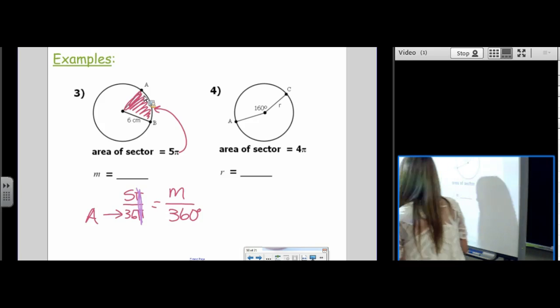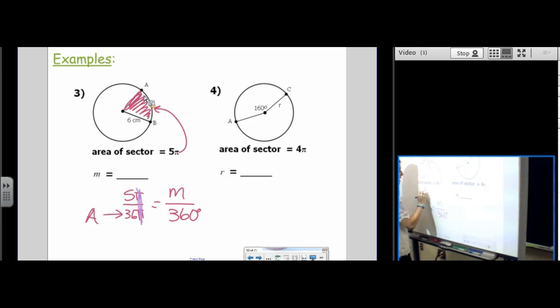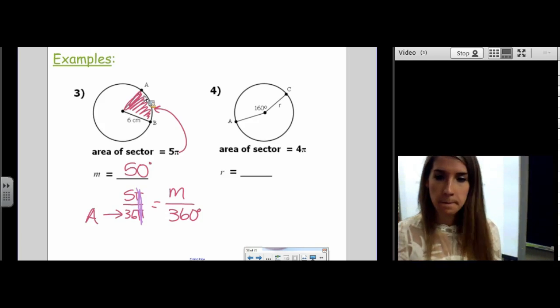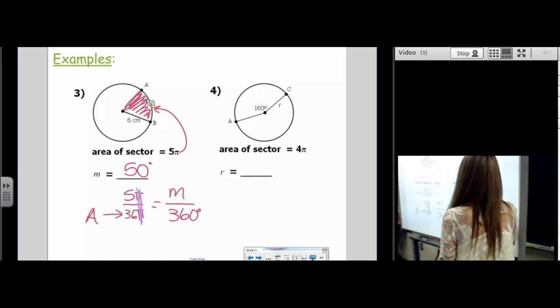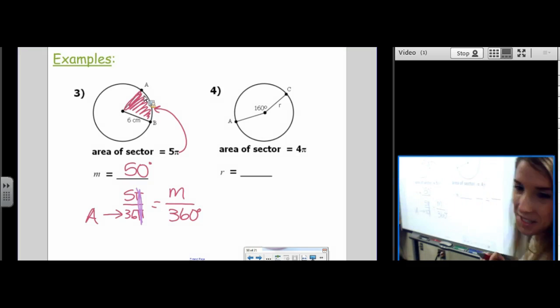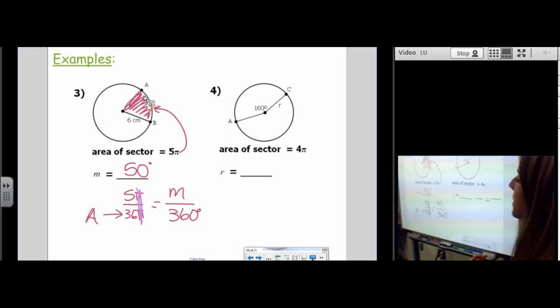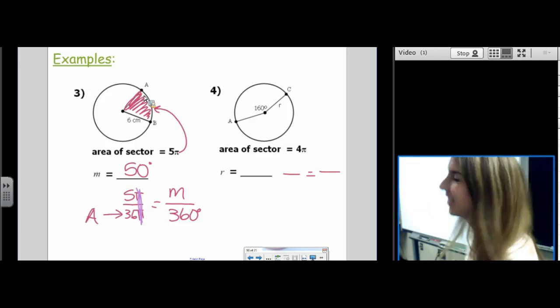So what is the measure of that angle? It is a 50-degree angle. Last one. We're looking for the radius this time. Well, last one on the screen, not last example. This is the last on-level example, then I have a K-level example next.